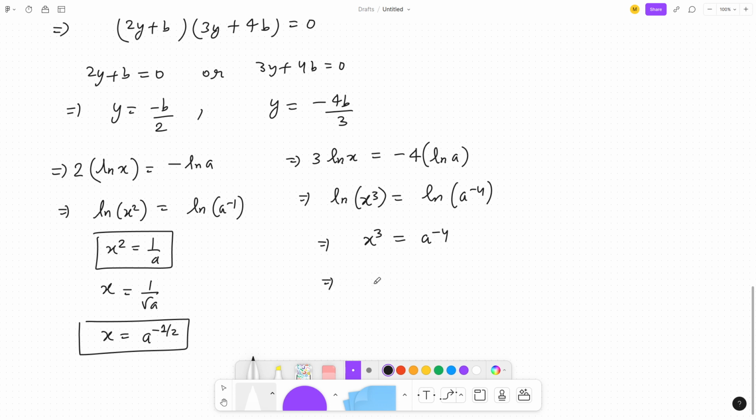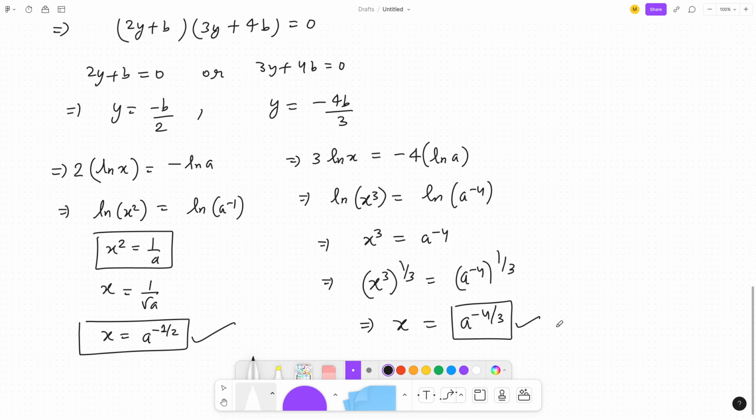Now we can take cube root on both sides, right? So take the power 1 by 3 on both sides. I hope that you can understand this, right? x to the power 3 and here power 1 by 3 here. a power minus 4 and here 1 by 3 here. So this 3 cancels out. So it is simply x and it is your a to the power minus 4 by 3. So this is the other root of x. So these are the two answers. So your x is either a to the power minus 1 by 2, or your x can be a to the power minus 4 by 3.